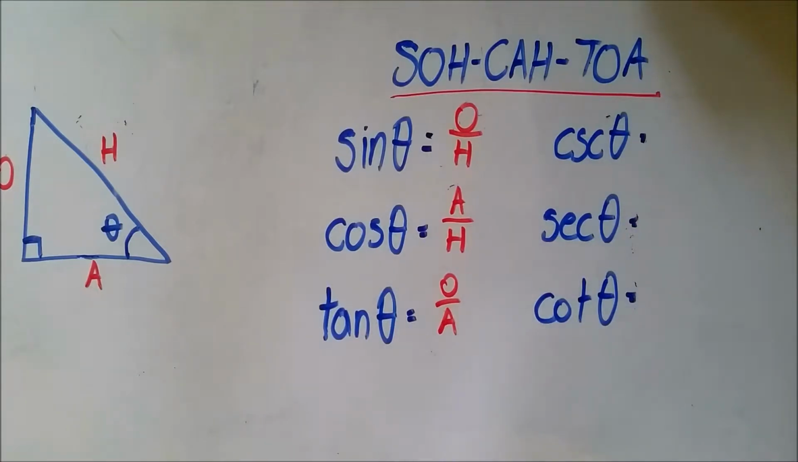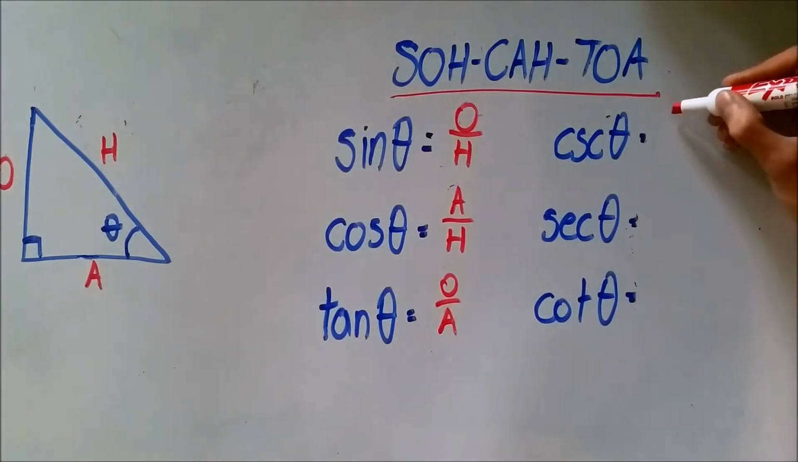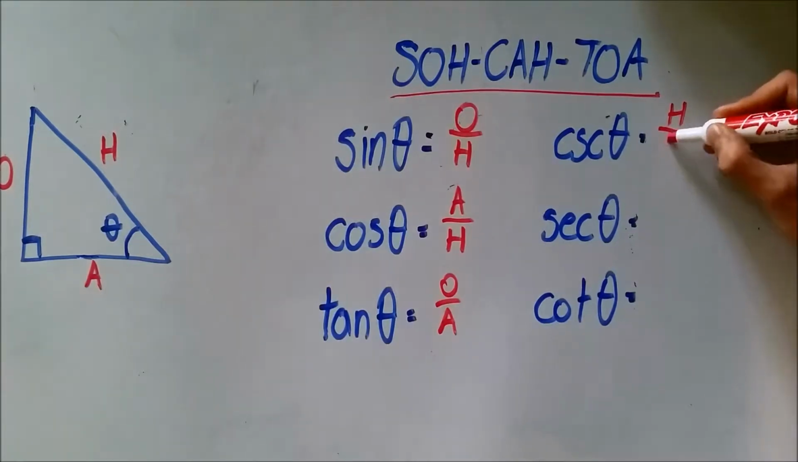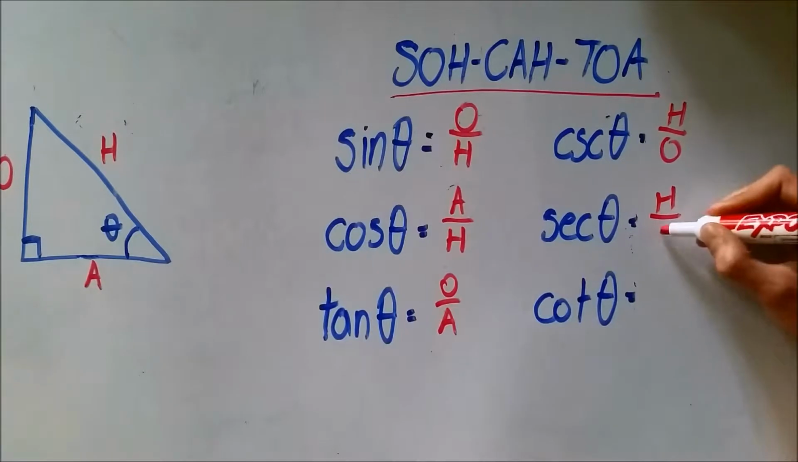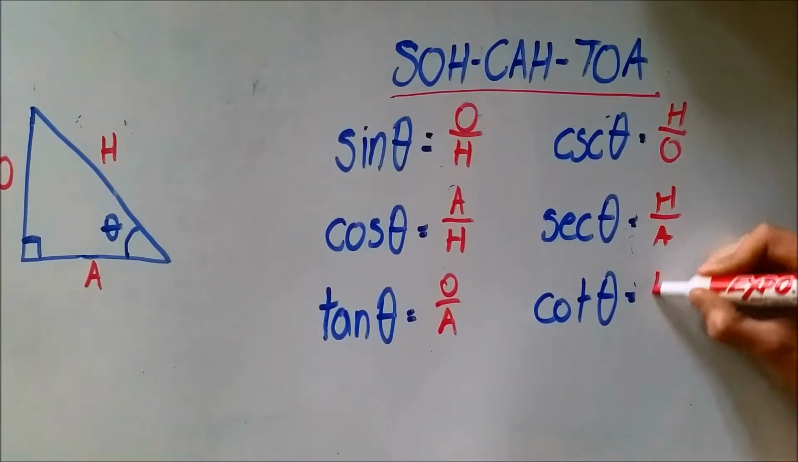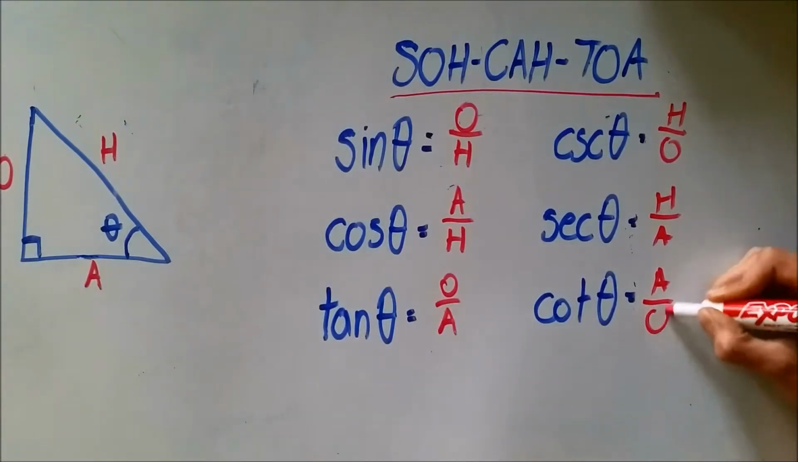Now, for the last three trigonometric functions, remember that these are the reciprocals of the original three trigonometric functions, so they are exactly the opposite. So the cosecant will be hypotenuse over opposite, the secant will be hypotenuse over adjacent, and the cotangent will be adjacent over opposite.